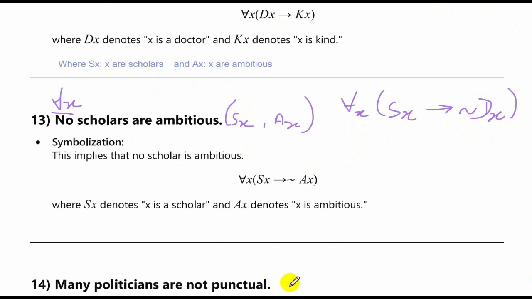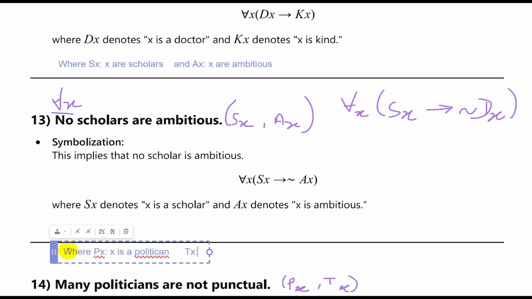Okay. Many politicians are not punctual. So politicians Px and punctual would be, let's say, Tx. Let's take Tx as punctual. Where Px: x is a politician, and Tx: x is punctual. You don't write not punctual, you write punctual. Okay, you write it in the affirmative.